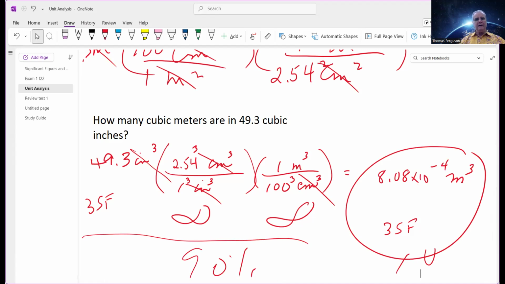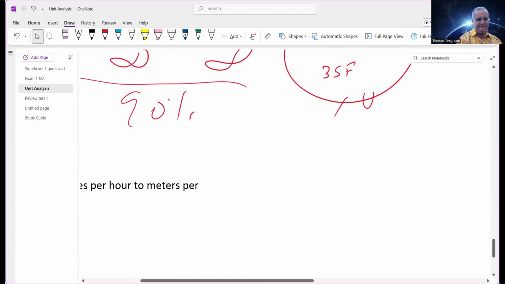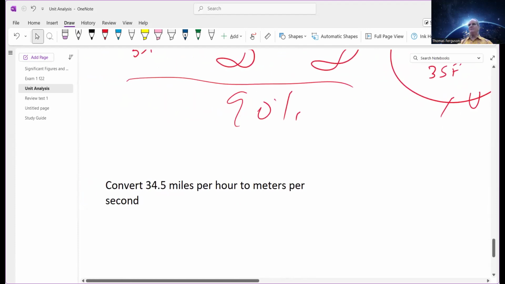Now you're going to have one of these on your tests. Maybe a cubic one and a square one. Okay. On lab 2, there are some practice problems. Ignore the little explanation on lab 2.